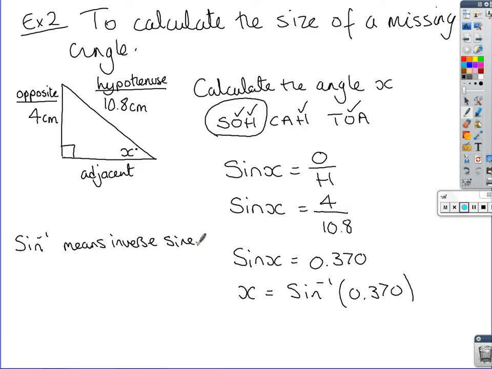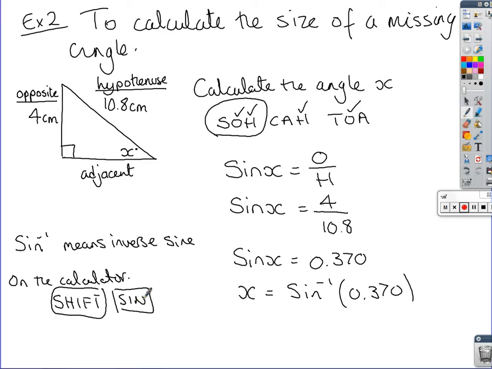And on your calculator, you would press the shift button followed by the sine button, and that would bring up sine to the minus 1 on the calculator, and then you would type in 0.370. Once you press equals, you should get 21.74 degrees. And remember your units. In the last one we were dealing with centimetres because it was the length of a side. This one here we're dealing with degrees because it's the size of an angle.